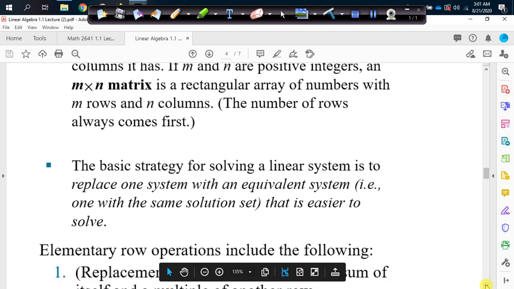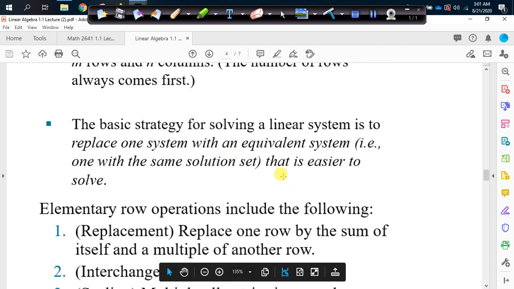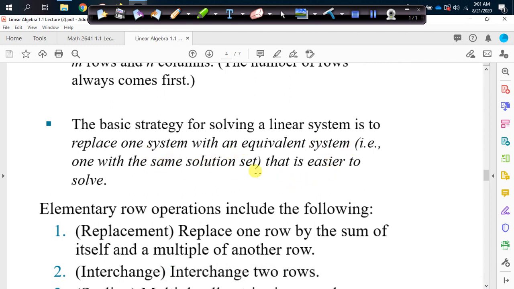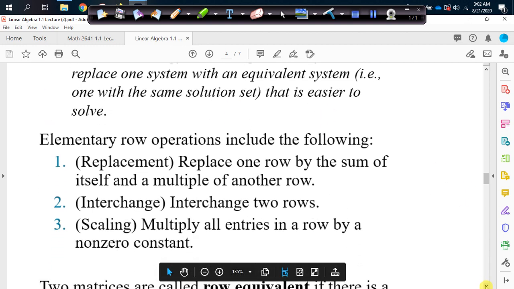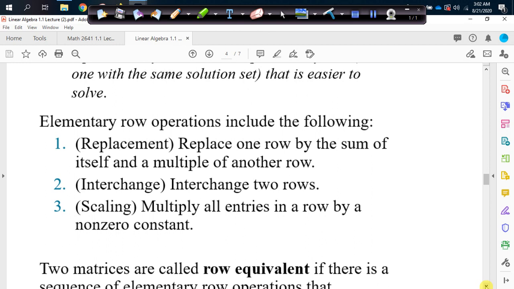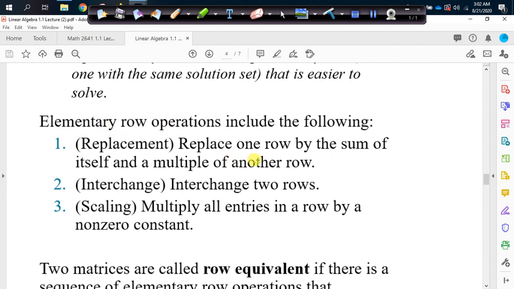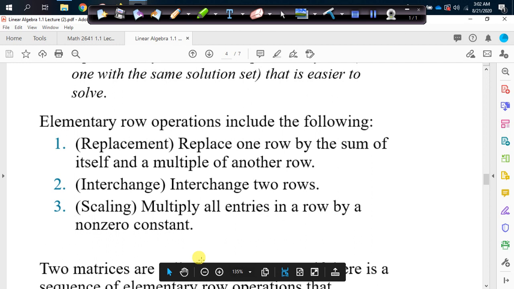And now to solve a matrix, the basic strategy is to replace one system with an equivalent system, which means it has the same solution set, that is easier to solve. So what we're going to do are elementary row operations until we get the matrix in a form where we can read off the solution set, or we can use back substitution to solve the matrix. So the things we can do is we can always replace one row by the sum of itself and a multiple of another row. We can interchange two rows, and we can multiply all entries in a row by a non-zero constant, which means also we could divide by a non-zero constant.